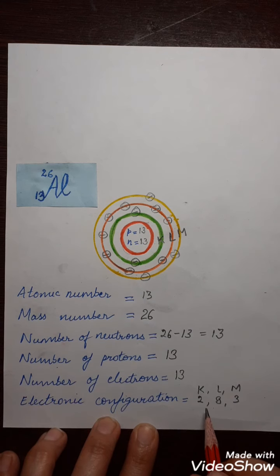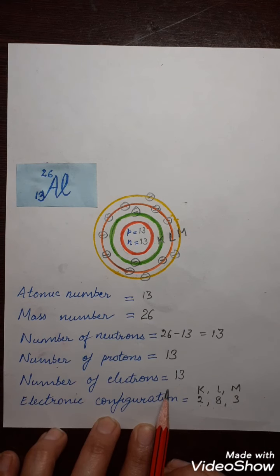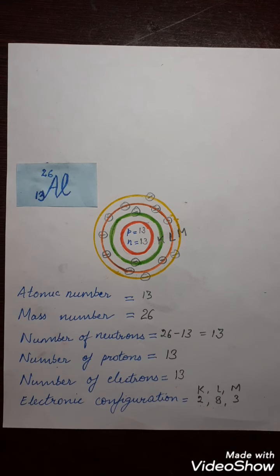So if we try to add them together, 2 electrons plus 8 electrons, 10 electrons. 10 electrons plus 3 electrons, 13 electrons are distributed in this atom. And the number of electrons in the aluminium atom is 13. Hence it is correct.